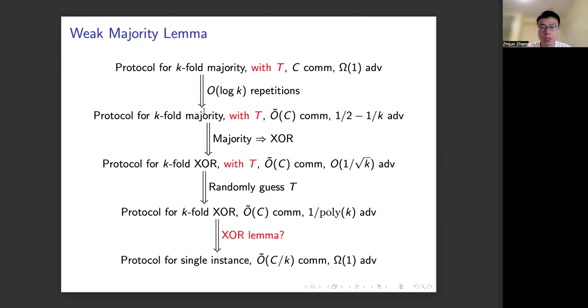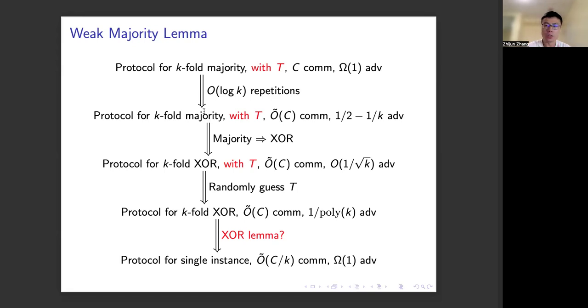So if we repeat this protocol log k times, we can boost the advantage to roughly half minus 1 over k. And now we apply this small trick, which reduces the XOR computation to majority computation. So we now get another protocol for computing the k-fold XOR with roughly 1 over root k advantage. And only at this point, I'm going to randomly guess this t so that we can get rid of this correlation between the instances. This step reduces the advantage to roughly 1 over poly k.